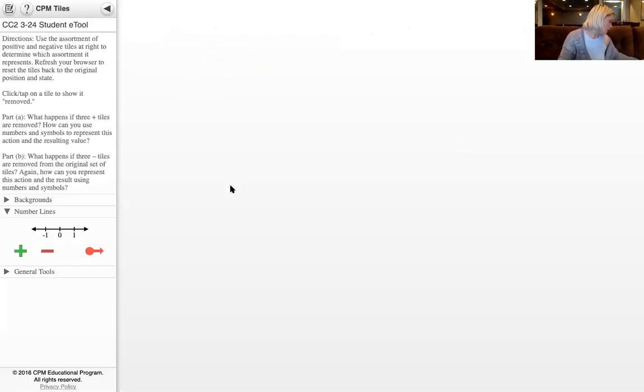So over here, I'm going to show you 7 minus 5. Everybody knows 7 minus 5 is 2, but I'm going to show you how it looks using integer tiles. So if I have positive 7, 1, 2, 3, 4, 5, 6, 7. And I'm taking away 5.